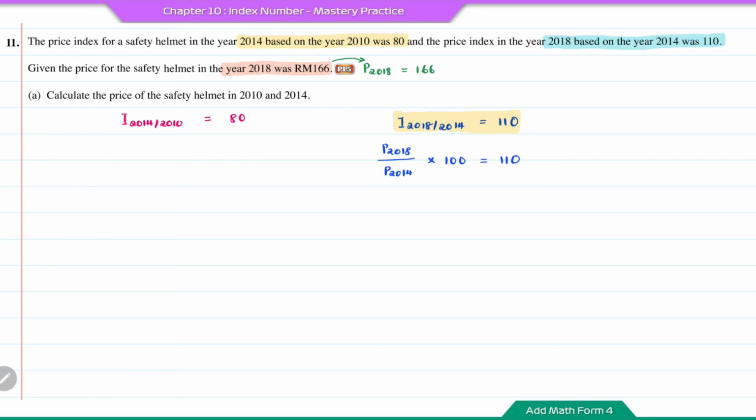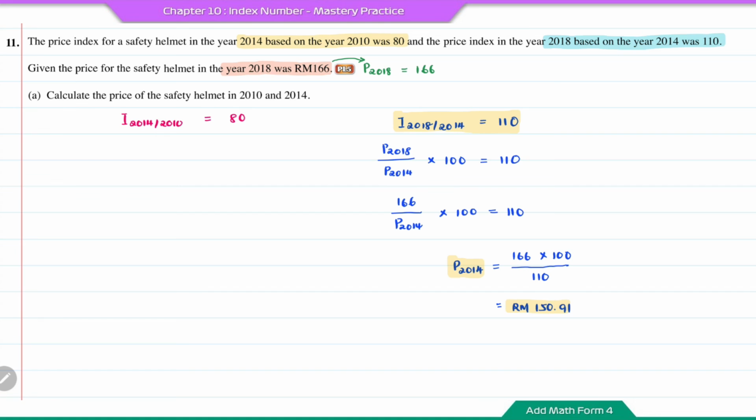We already know that the price in the year 2018 is 166. So it will be 166 over P 2014 times 100 is equal to 110. To find the price in the year 2014, it will be 166 times 100. Then we're going to divide it with 110. So the answer will be RM 150.91. So now we already have the price in the year 2014.